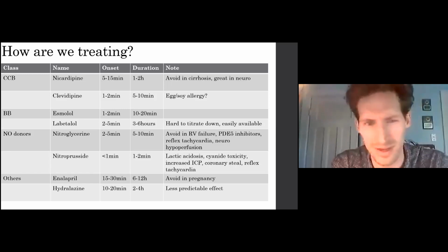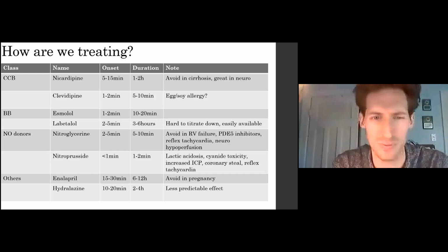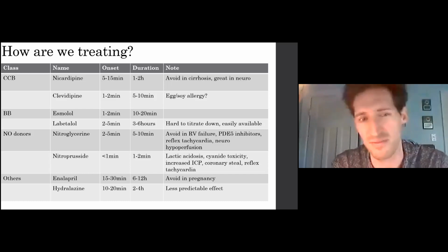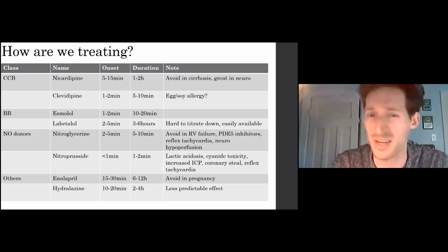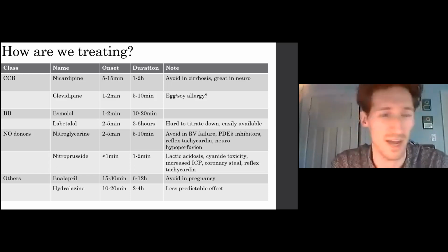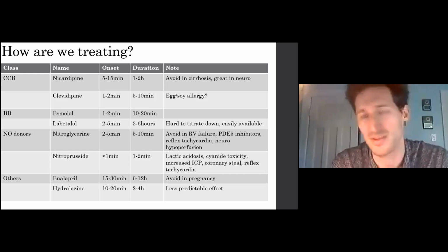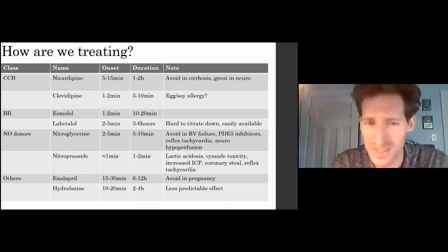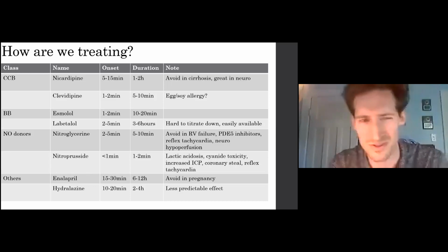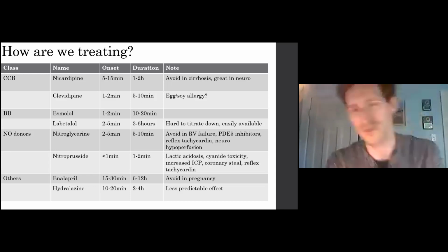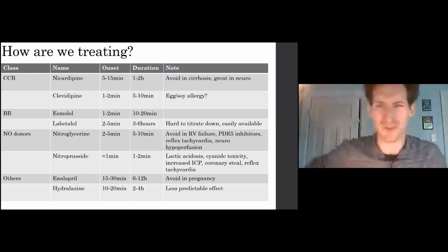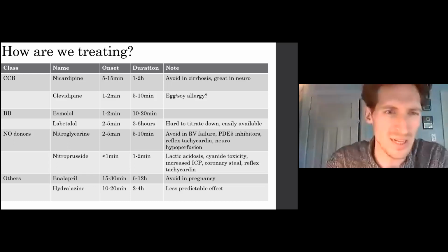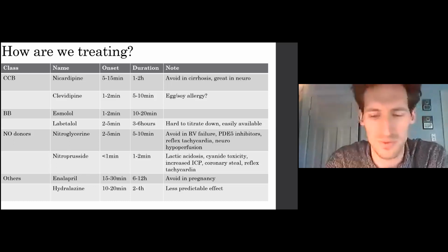And then others that are used sometimes, enalapril. I've never really used it, and I have absolutely no experience with it. You look at the duration, it's terrible to titrate. Hydralazine has a very unpredictable effect. So again, these two agents are not great. It's stuff that you'll still hear, but not really useful. So really, those are the tools to use.